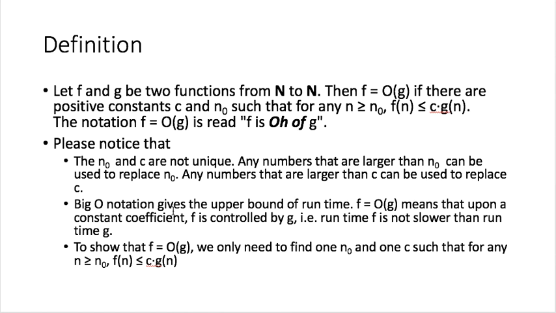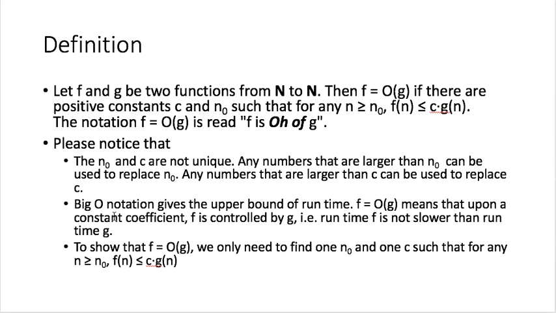Another thing is, for the big O notation, you still need to understand it gives the upper bound of running time. Suppose your f and g are running times, right? f is big O of g means that up to a constant coefficient, f is controlled by g. That means c times g(n) is bigger than f(n). So the running time f is less than a constant times running time g. Or we can say f is no slower than the running time g up to a constant coefficient.